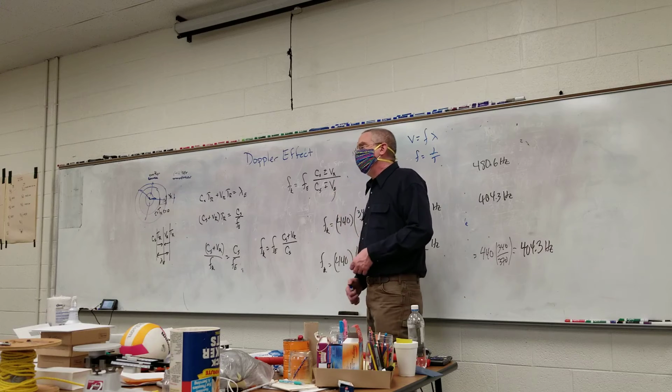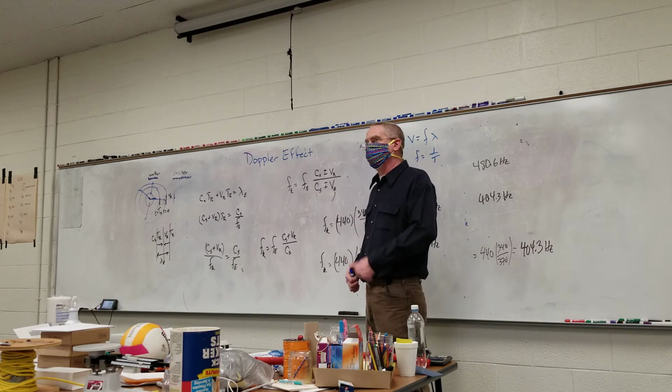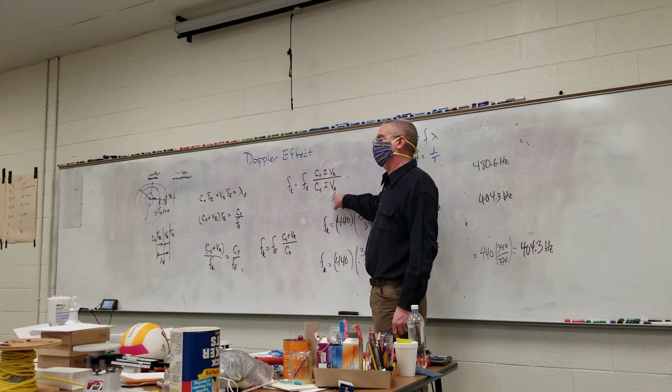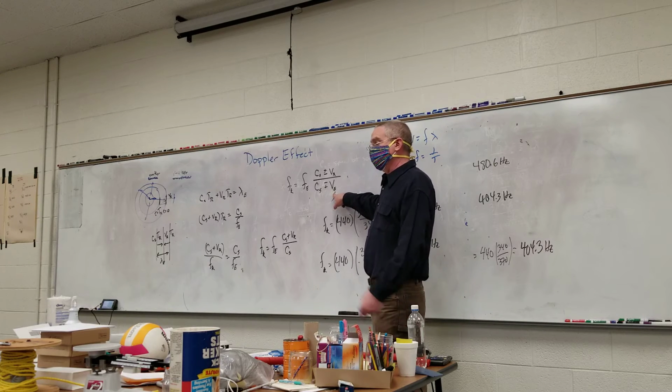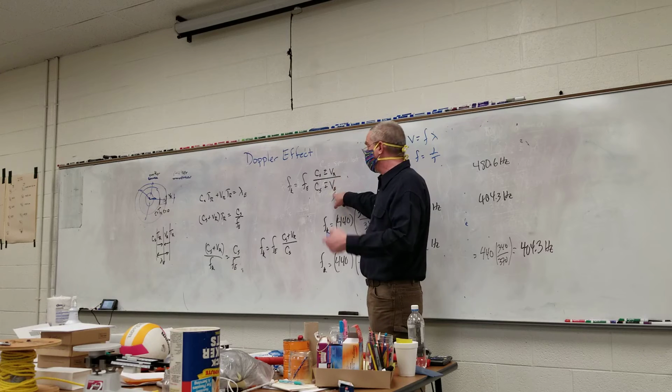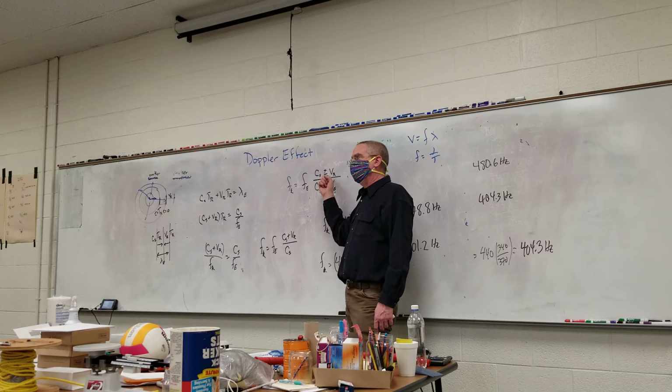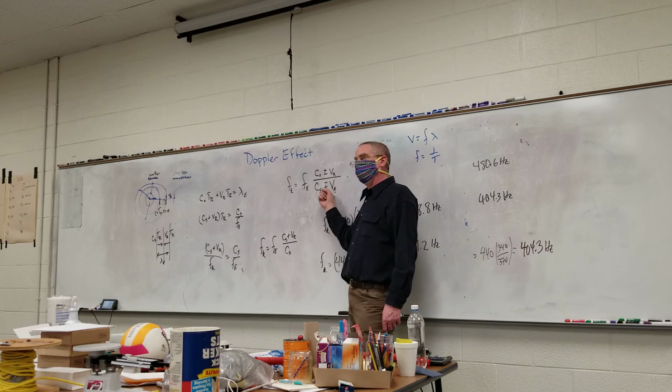Just remember, if the car is coming towards the person, the frequency should be higher. Well, this is the one dealing with the car, or the emitter. If the emitter is coming towards me, that should be a higher frequency. Well, I get a higher frequency by having a smaller denominator, so I'm going to subtract. If the emitter is going away from me, I should get a lower frequency, and so I'm going to add to the denominator.